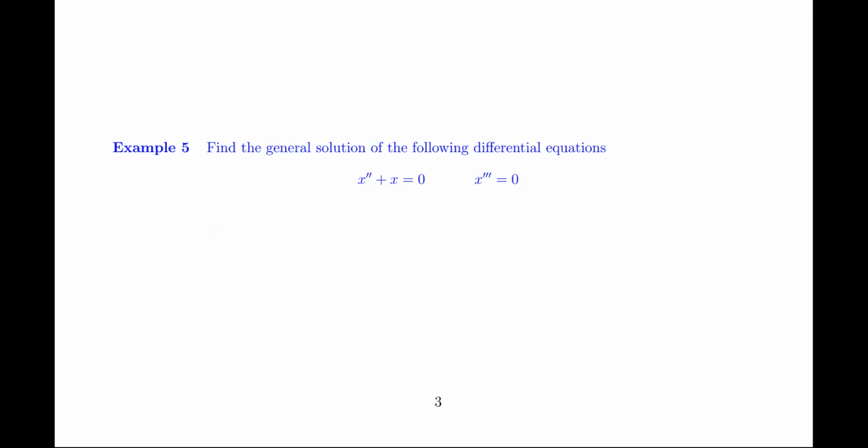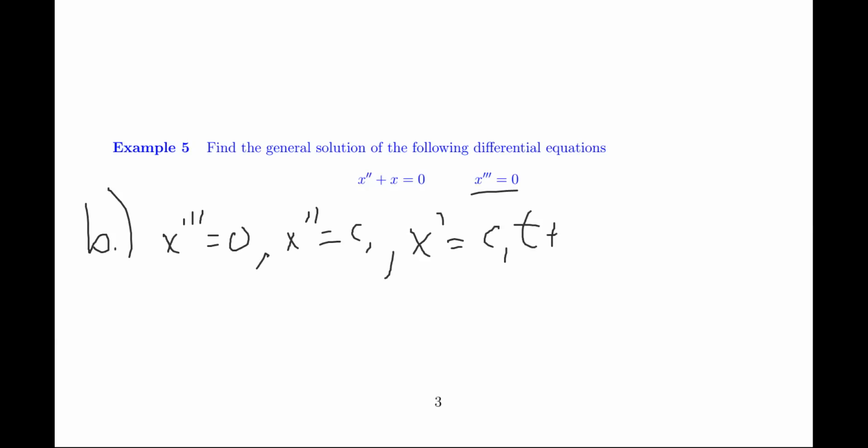All right, now we're going to solve this one. And we'll talk about two different methods here. First one is we can just use successive antiderivatives. If x triple prime is equal to 0, then x double prime is some constant c1. x prime then is c1t plus c2. And then x is c1t squared over 2 plus c2t plus c3.